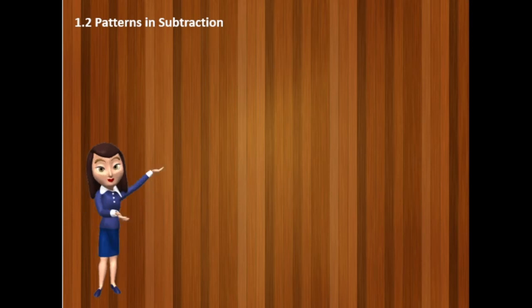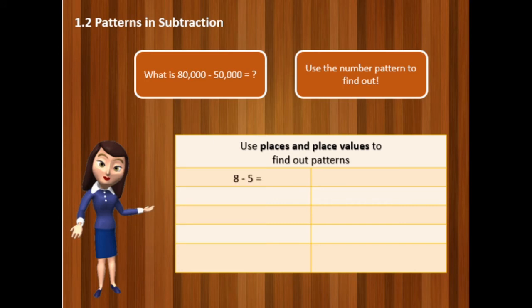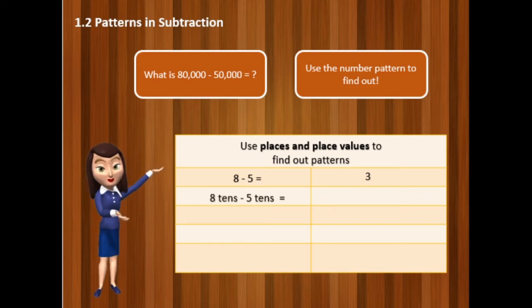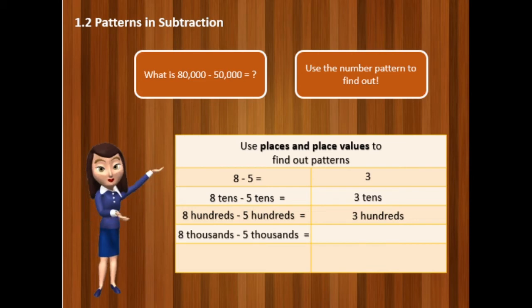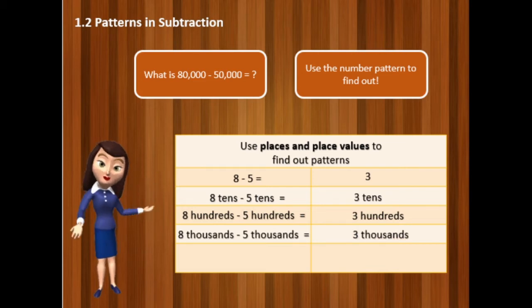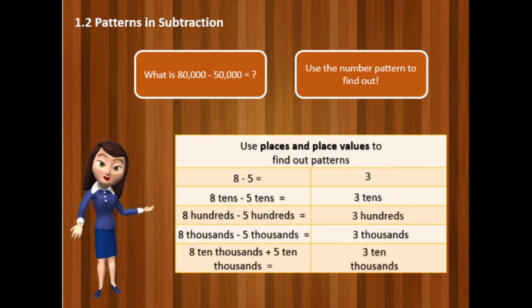The same with patterns in subtraction, we also use places and place values to find out the patterns. 8 minus 5 equals 3. 8 tens minus 5 tens equals 3 tens. 8 hundreds minus 5 hundreds equals 3 hundreds. 8 thousands minus 5 thousands equals 3 thousands. And 8 ten thousands minus 5 ten thousands equals 3 ten thousands.